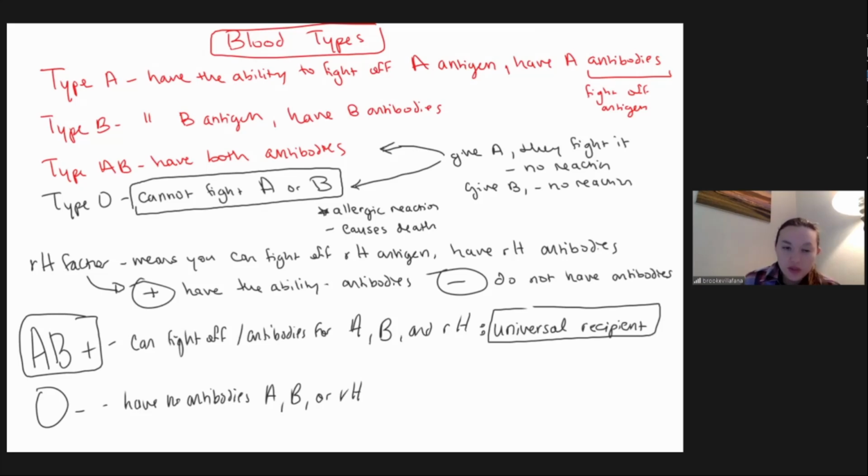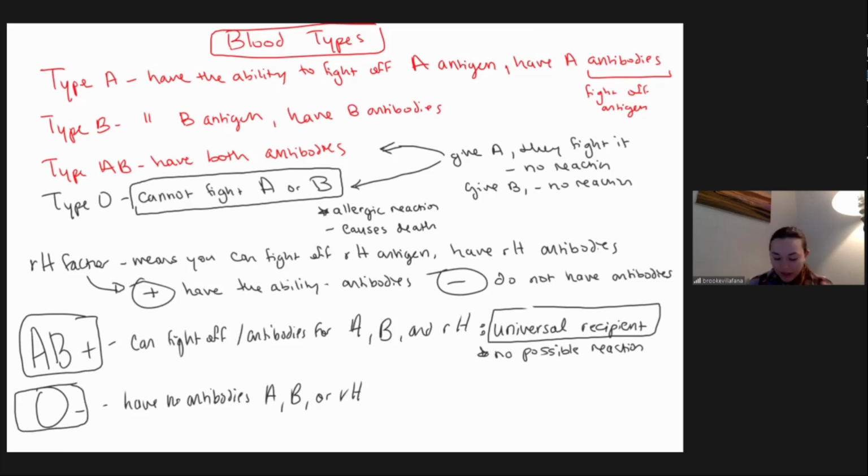Does this make sense? You can't have an allergic reaction to a blood product because you can receive A, you can receive B, and you can receive RH. So no matter what they give you, you will not have a reaction. So universal recipient means there's no possible reaction to blood that's given. Technically, there is a possible reaction, but that's not this class. For your purposes, AB positive, there's no possible reaction. They're a universal recipient. They can fight off anything that comes at them.